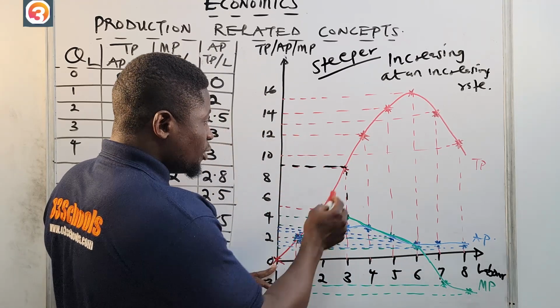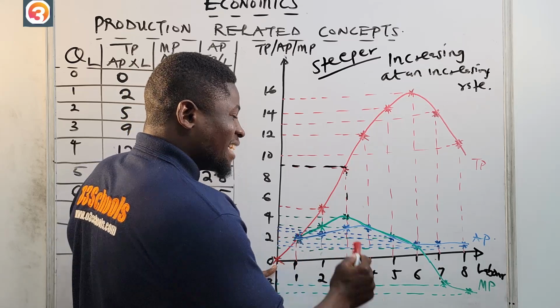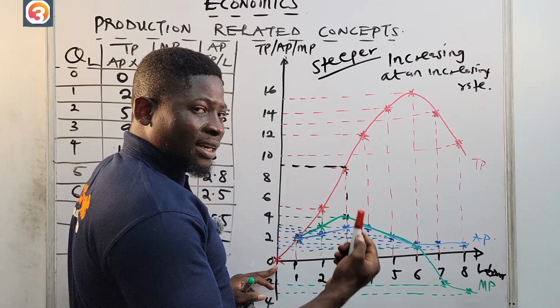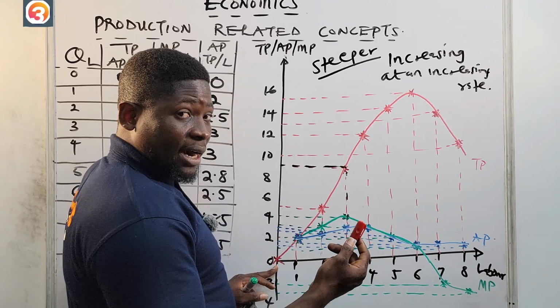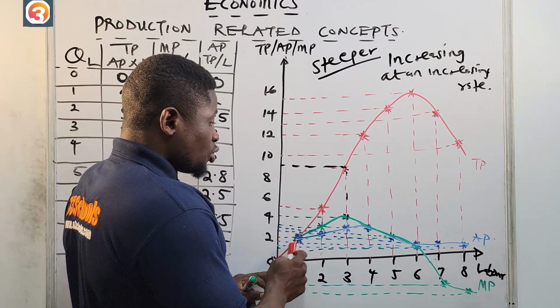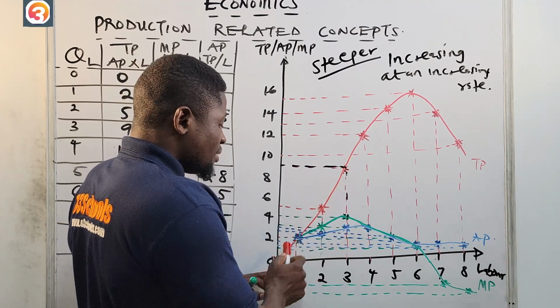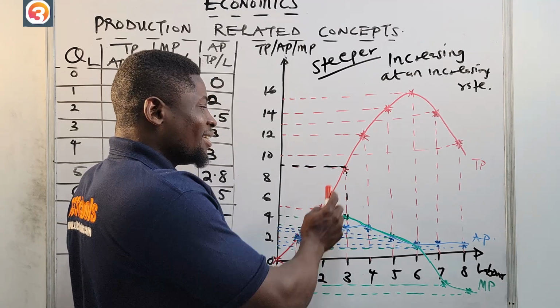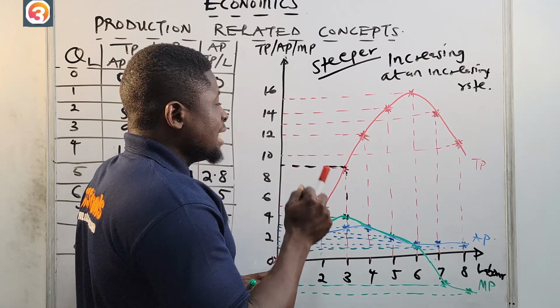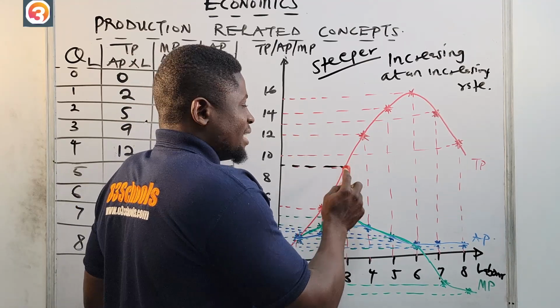Like we say, from 1 to 3, as the number of laborers is increasing, total output is increasing, productivity is increasing. All right. What do you notice here? You see that the TP curve becomes steeper and steeper. It begins to increase at an increasing rate. All right. But beyond 3 workers, what do you notice?